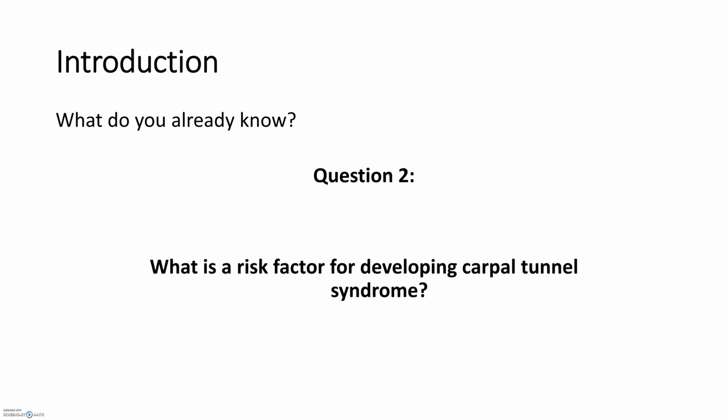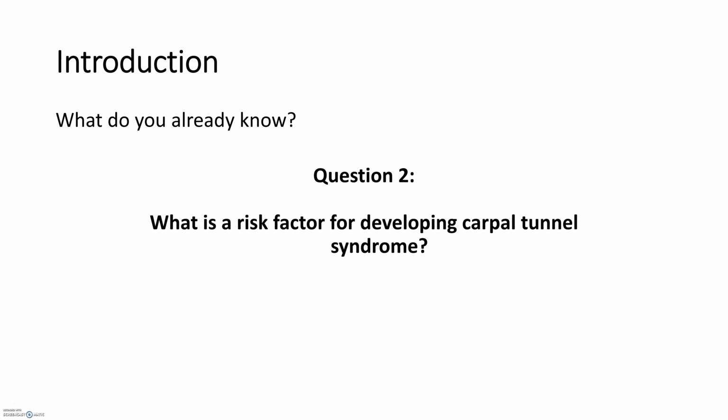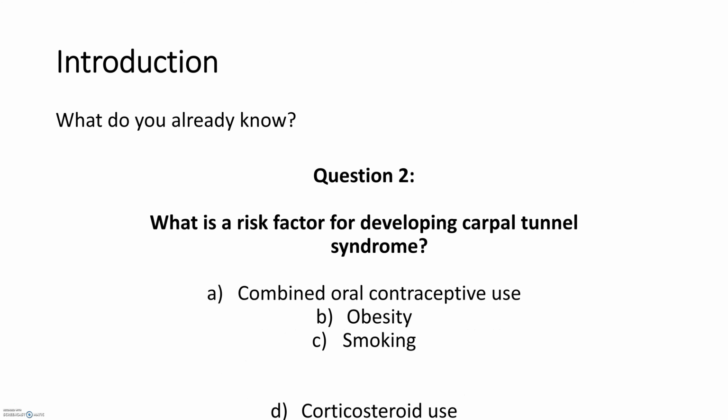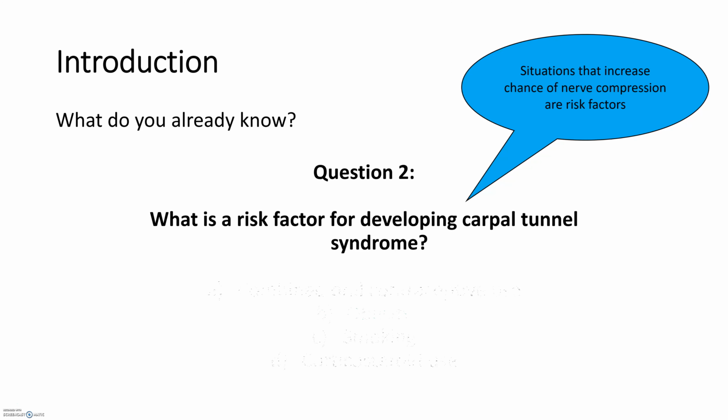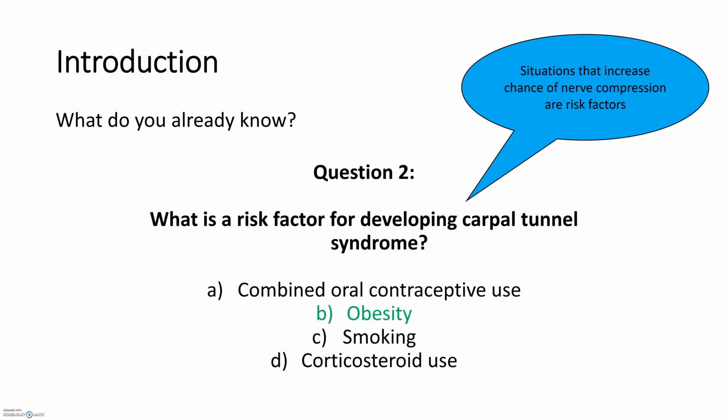Here's another question for you. What is a risk factor for developing carpal tunnel syndrome? So there's four more options for you there, and another hint. Okay, so the answer to this question is obesity. This is because obesity is going to cause increased pressure within the area, which is going to increase the chance of compressing the nerve and causing symptoms.